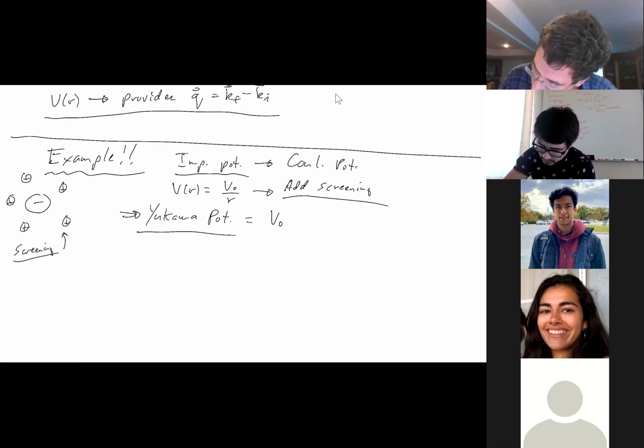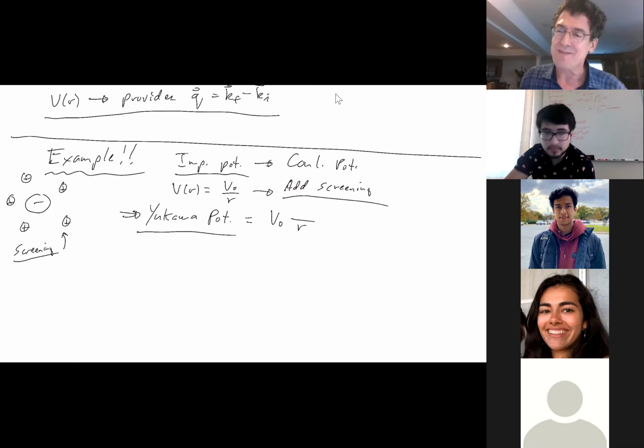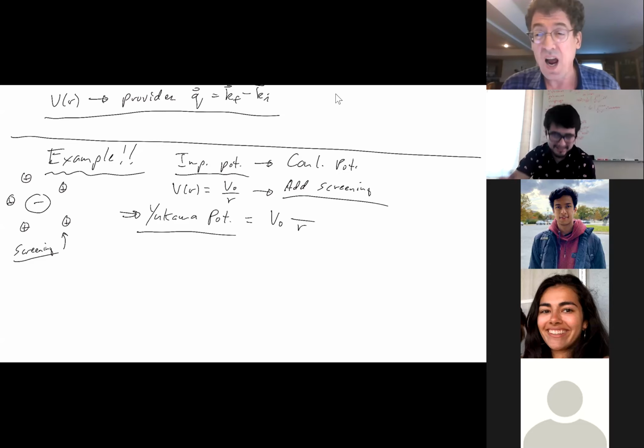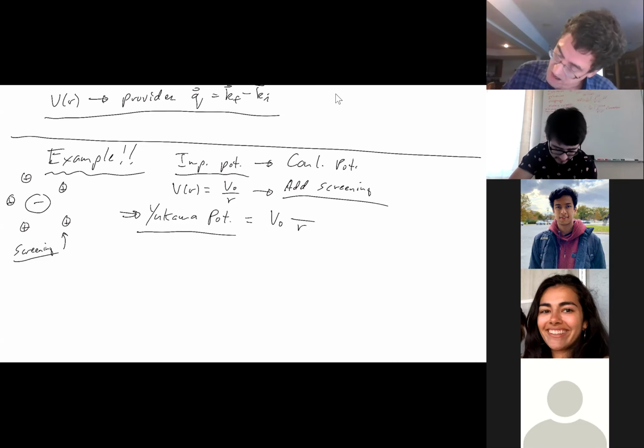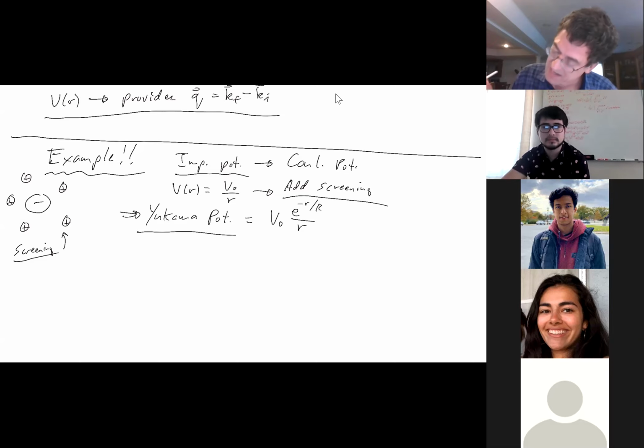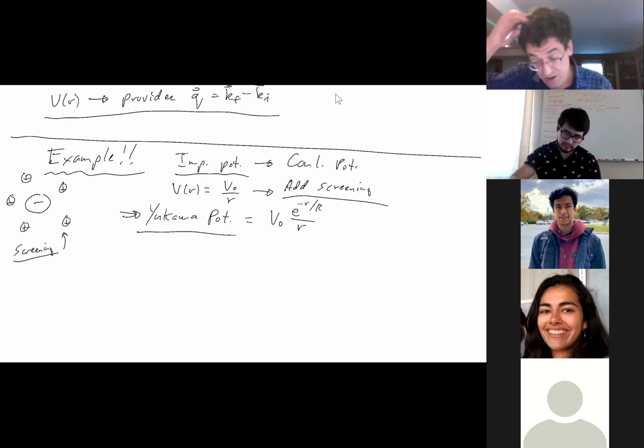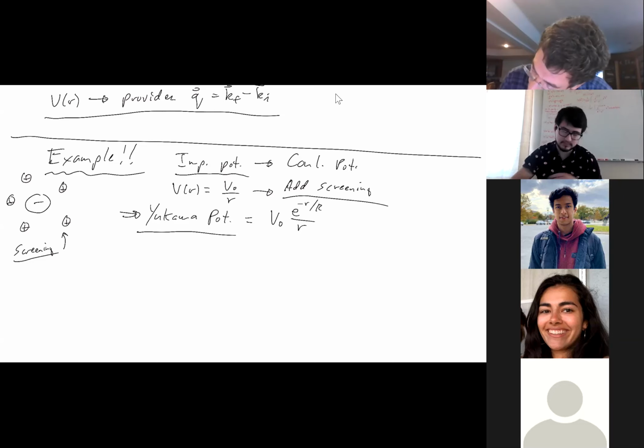So the Yukawa potential is written as V naught times 1 over R, but then something goes on top. Does anybody know what goes on top? Has anyone seen the Yukawa potential before? Okay, well, I guess not. This is your lucky day. It's an exponent. And so it might look really weird the first time you see it, but this is what it is.